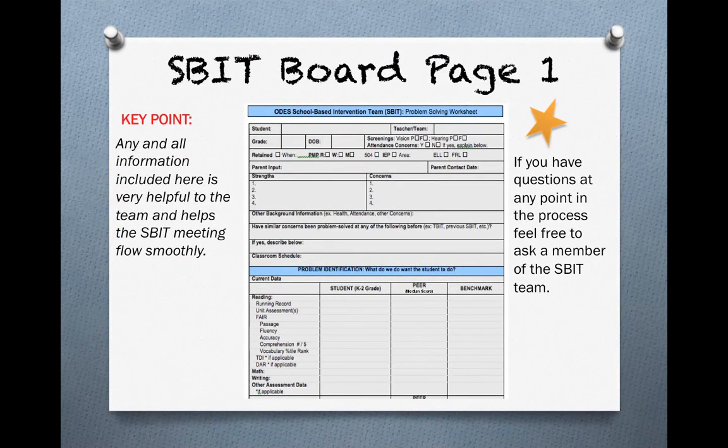If you refer to your handout, you can see the information that is included on the first page of the SBIT board. In general, it includes descriptive information such as PMP status, if the student has a 504 or IEP, is an English language learner, and or free and reduced lunch, parent input with date, student strengths, student concerns, other background information, previous problem solving that has occurred, if the student is receiving interventions, and student data.